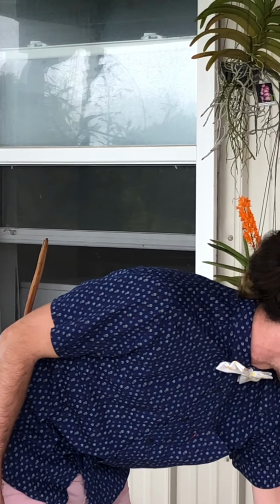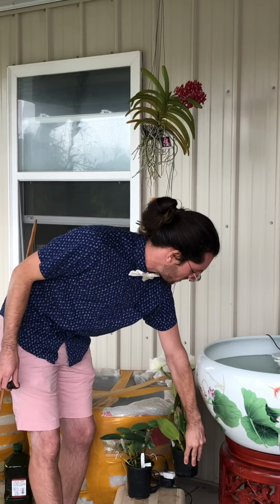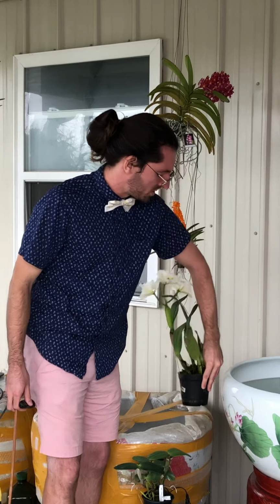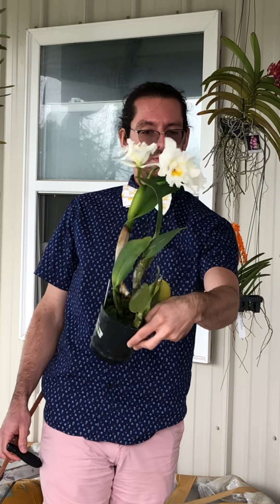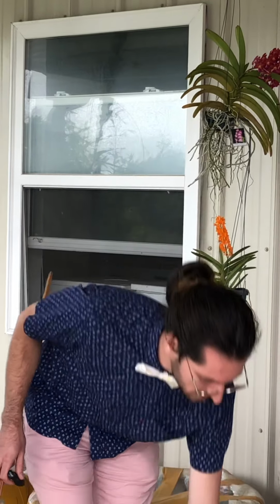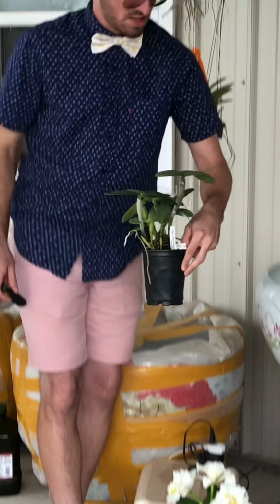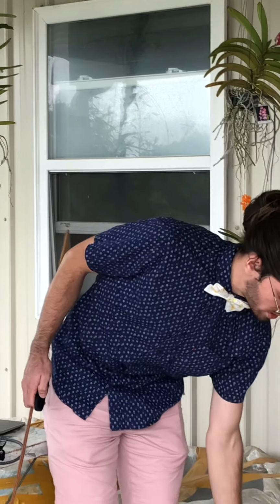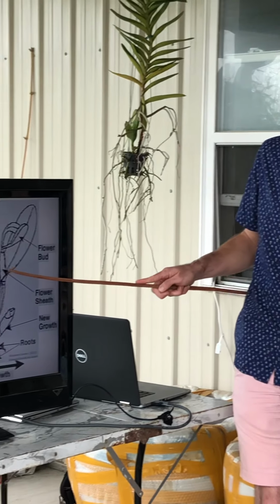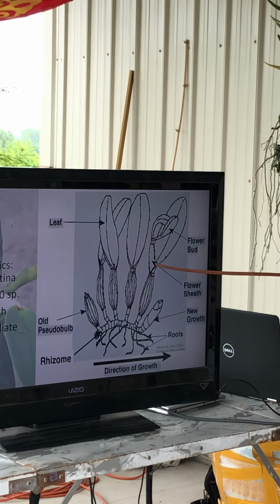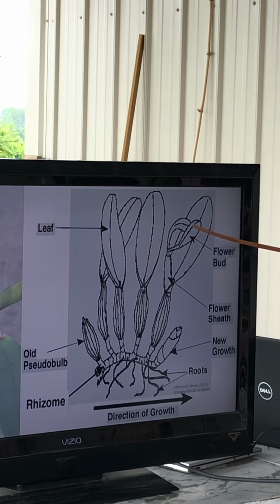The unifoliate form has the one leaf, because uni means one, and they look like that, if you will. The bifoliate cattleyas, atop their pseudobulbs, have two leaves, which look like so. Right? And then when they come to flower, most of them will actually come out of the apices, or the tip of the pseudobulb. That's the sheath, and then the buds emerge out of that.